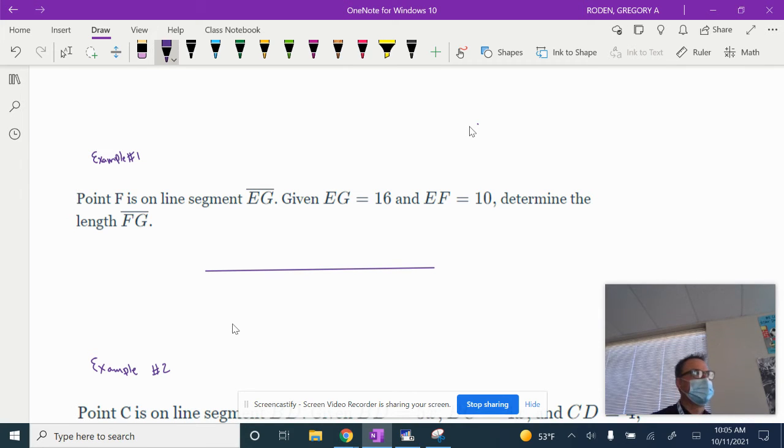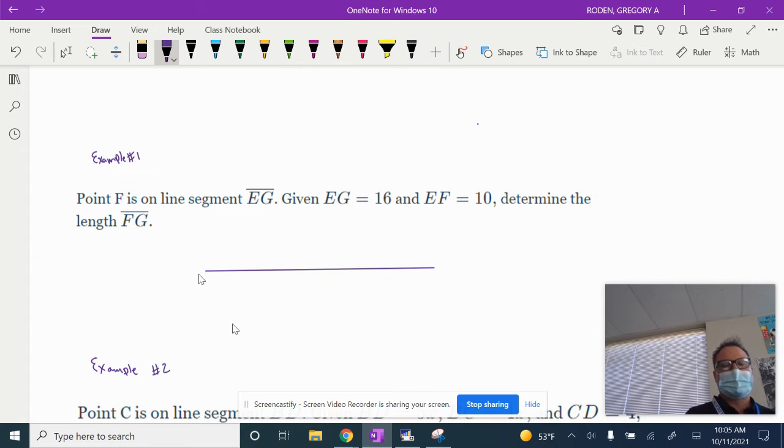Where are the units? And here's the deal. In geometry, sometimes we don't add units, okay? We're just going to say they're generic units. So sometimes in geometry, we don't even do units.